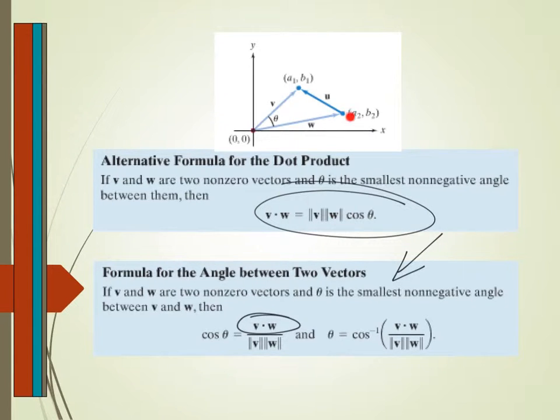Here's vector v, w, and the angle between these two vectors, and we're going to get that scalar value for the dot product in an alternative fashion. Or if we're looking for the angle between the two vectors, we take the dot product divided by the magnitudes of each, and then in our calculators we find the inverse cosine of that.